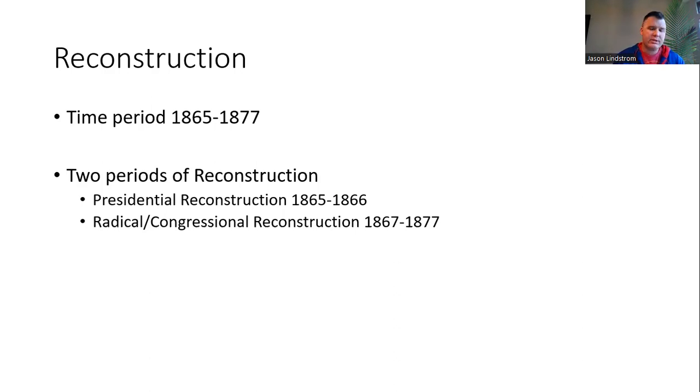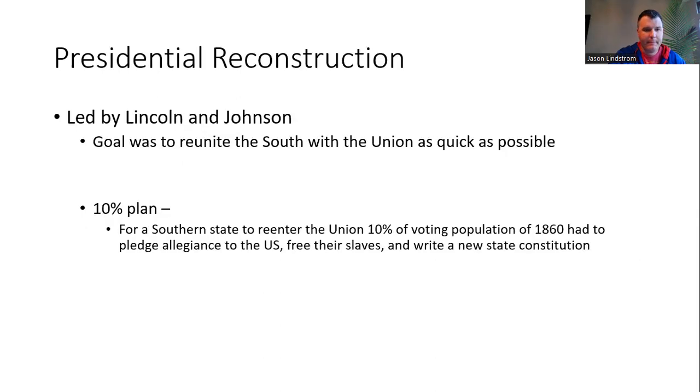At different points in Reconstruction, we're going to have different leadership. The first one is going to be a period of presidential Reconstruction, which is going to be the period of Lincoln and the period of Johnson. And then we're going to have radical Reconstruction, which is going to be led by the radical Republicans from Congress from 1867 to 1877. Presidential Reconstruction, like we said, is led by Lincoln and Johnson.